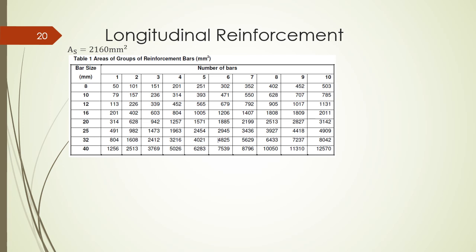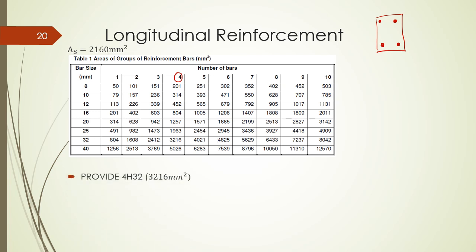We'll go back to table 1 and read off a value that gives us 2160 millimeters squared. Because we are providing the area of steel for all bars in one go, it's not like in beams where we provide for bottom then top. Ideally, the minimum number of bars we could select here will be 4, because we can't have 3 bars in a cross section. It's always good to have a minimum of 4 in a rectangular section.